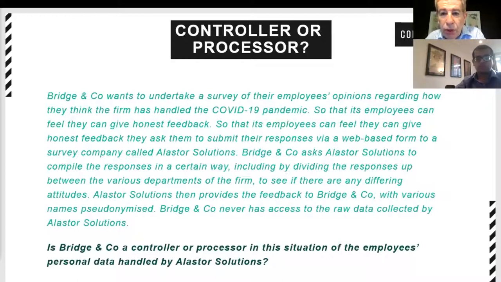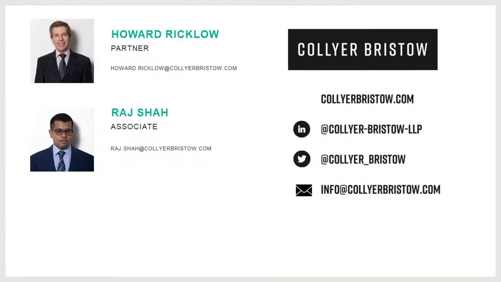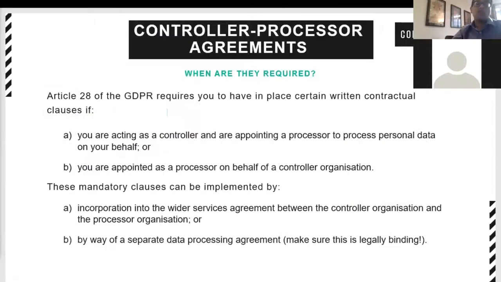I'll now pass you over to Raj, who's going to talk about the contracts between data controllers and data processors. Thanks, Howard. So now you've got a better idea of when your organization might act as a controller or a processor. The key point to remember is that if you act as a controller, so in the last example, that was Bridge & Co, as most of you rightly understood, and if you appoint a processor to process personal data on your behalf, or if you are appointed as a processor on behalf of a controller organization, then you are required under Article 28 of the GDPR to have in place a written contract that contains specific clauses.